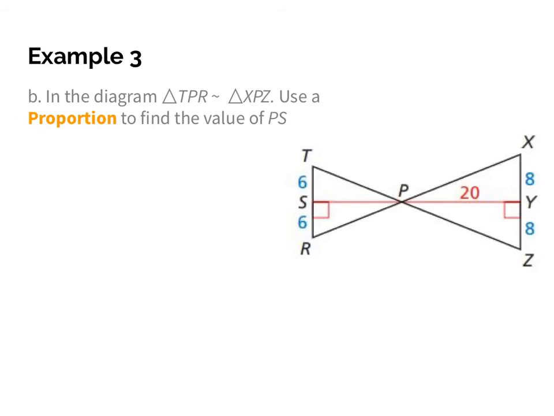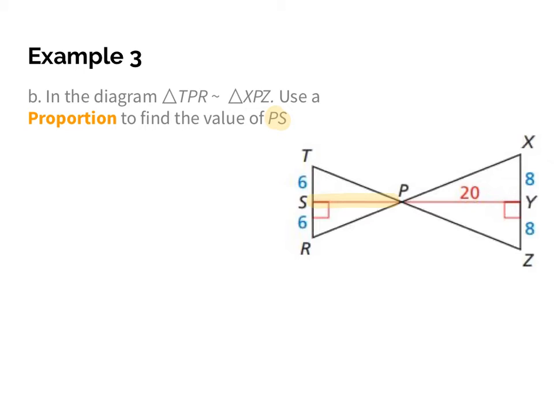All right, so let's do the same thing in example B. So here I want to figure out, again, corresponding parts based on my statement, and then I'm going to fill in my numbers to write a proportion, okay? Our goal here is we're going to try and solve for P to S. So P to S would be this right here.